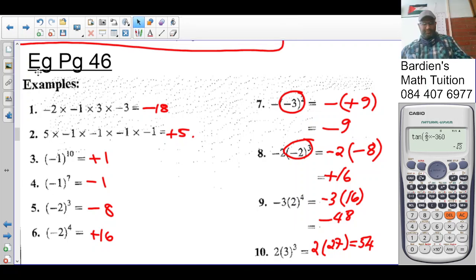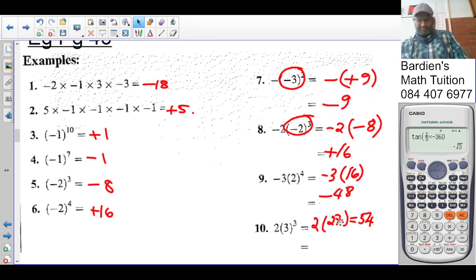Alright, so during tomorrow's lesson, I'm going to go through the rest of the examples, but what I want you to do for homework is exercise 3. You do for me numbers 1 to 20. Exercise 3, numbers 1 to 20.